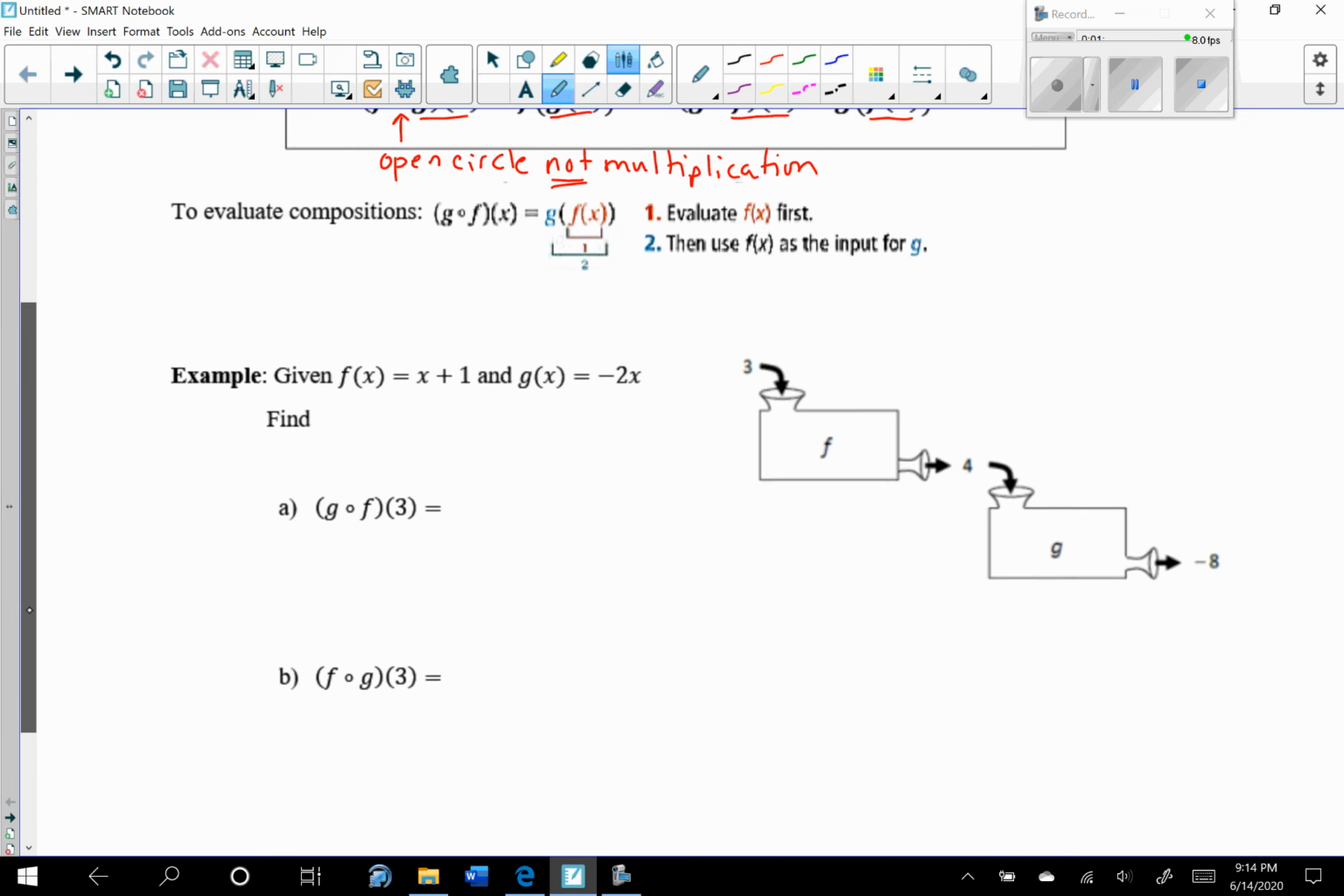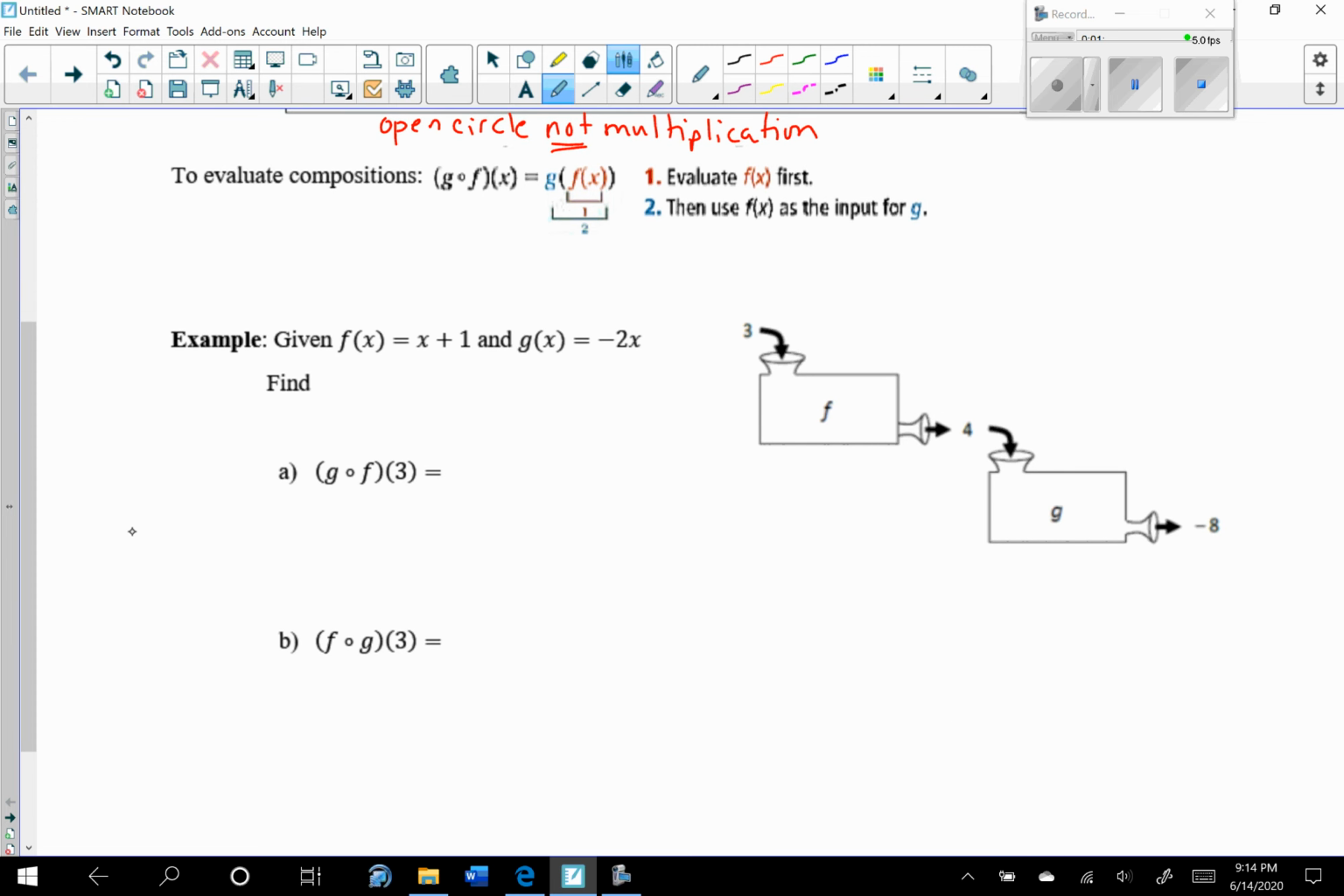So for example, let's say we were given these two functions, f of x equals x plus 1 and g of x equals negative 2x. Now we've evaluated composition of functions before, but with numbers. So now again, we're not using numbers, we're using functions. So if we do it with numbers first, notice the inside is the f of 3. So that's what it would get evaluated first.